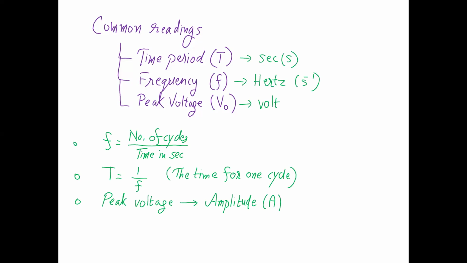Now, what is frequency? Number of cycles upon time in second. Time period is equal to 1 upon frequency. Peak voltage is the amplitude. We have to copy this also for a scale reference. Done, sir.